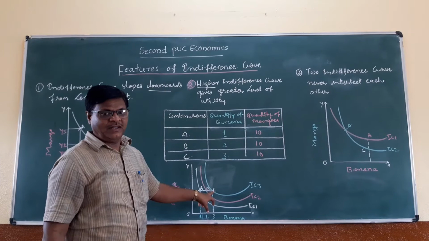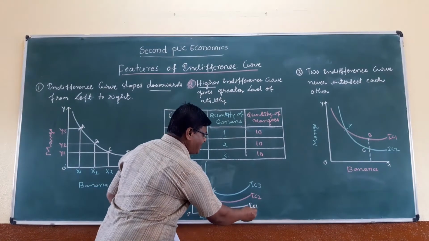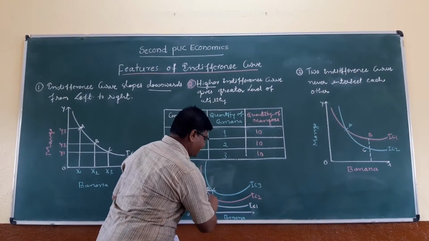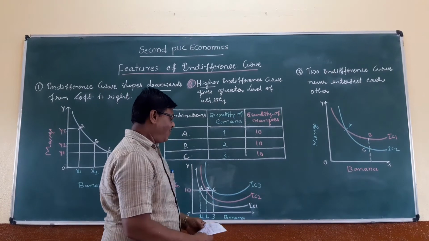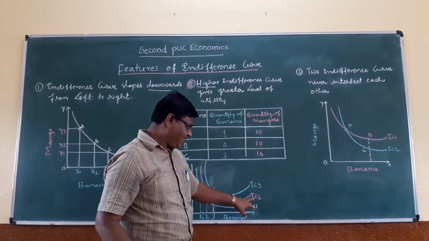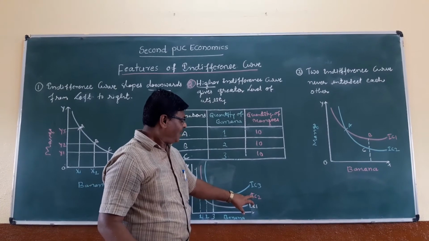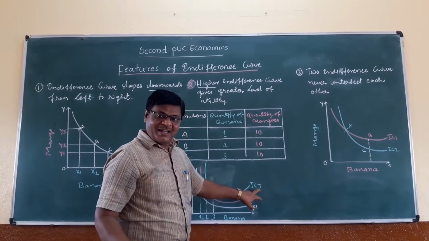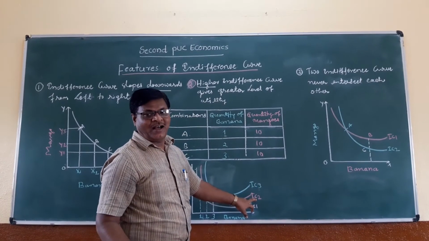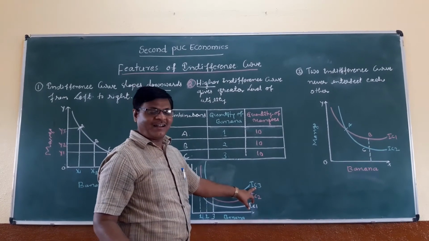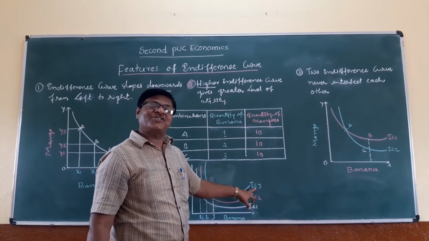But the indifference curve shows a higher level of satisfaction. IC1 gives satisfaction to the consumer. IC2 gives more than IC1. And the IC3 indifference curve gives more utility, or more satisfaction, than IC2. At IC3, there are more bananas and more mangoes. It gives more satisfaction to consumers.